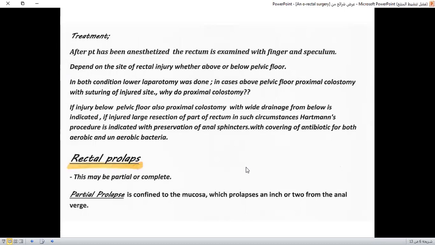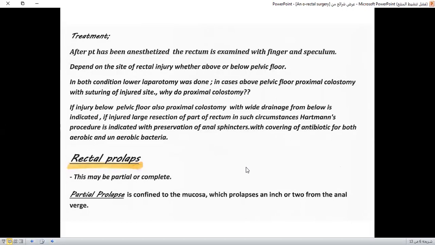And regarding treatment of the rectal injury after the patient has been anesthetized, of course we start with the ABC. The most important thing, if we have massive bleeding, is 2 lines, one for fluid and another for blood. Blood should be prepared after massive rectal injuries and after anesthesia of the patient.